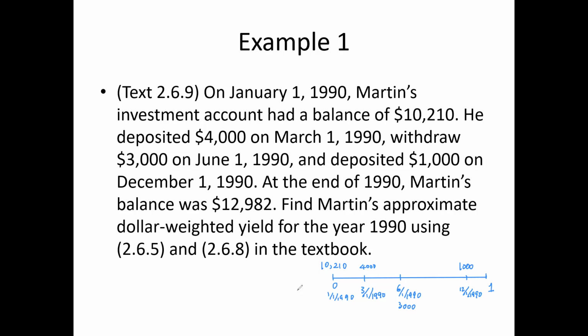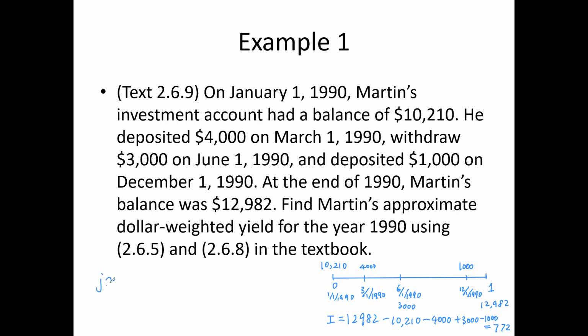So we have the approximation J. Well, let's calculate I first. Yes, we need to calculate capital I. So capital I equals the balance. I forgot to put balance here. It's 12,982. So 12,982 minus the original balance, and then you subtract the contributions and also add the withdrawal. So you have 4,000 minus 4,000 plus 3,000 minus 1,000. You calculate it. It is $772.